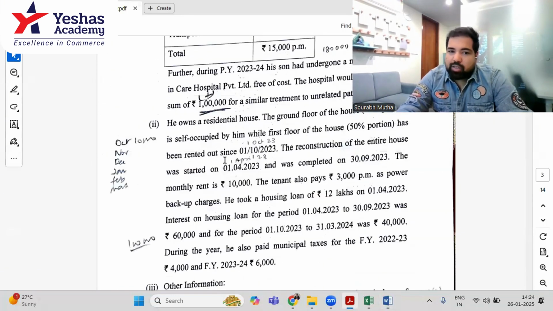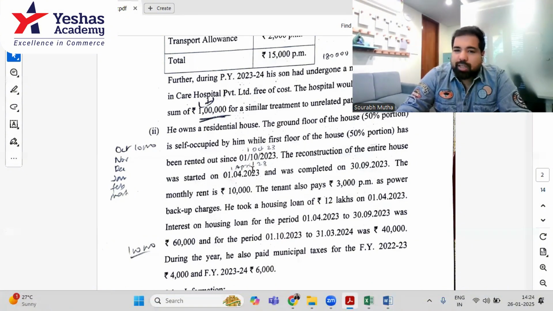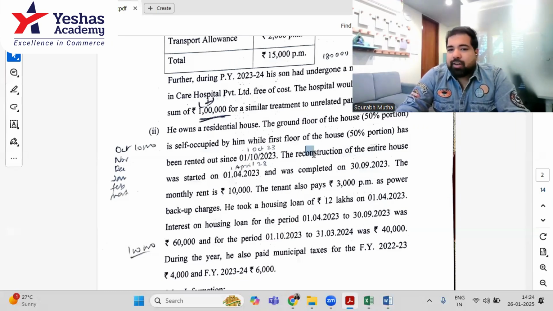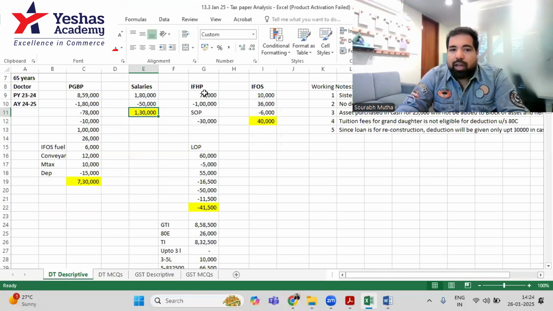Now let's look at IFHP. He owns a residential house, ground floor 50% is self-occupied. So there are two parts, and we'll do two calculations. First is SOP. For SOP, all the numbers are zero. The only thing is interest deduction we get, but this is reconstruction. So for reconstruction, the deduction is only 30,000. So for SOP, it's only a 30,000 loss.